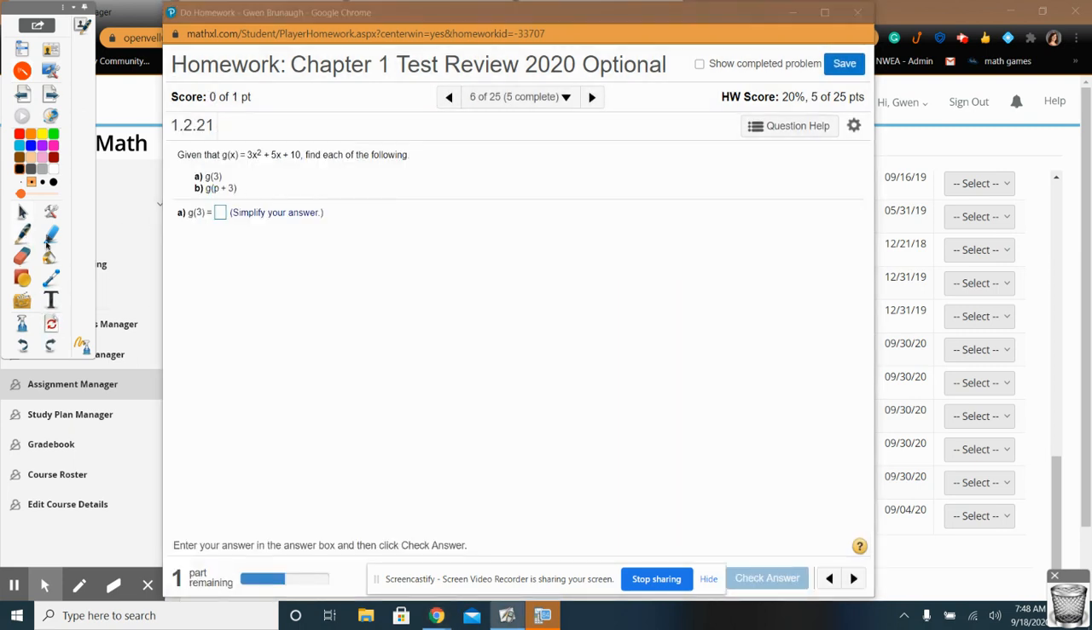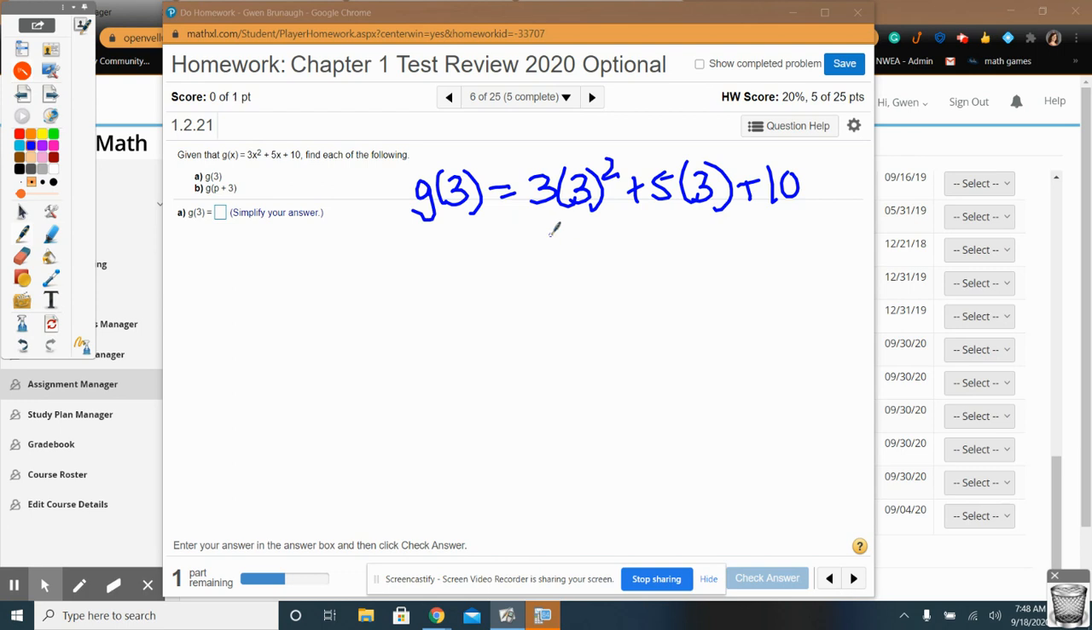This one we saw in the quiz as well. Plug in 3 into your equation, and you get 3 times 3 squared plus 5 times 3 plus 10. If you had a negative number there, this would be a little bit more difficult because your calculator could mess you up. This will be 3 times 9, which is 27, plus 15 plus 10. So 27 plus 15 plus 10 for me is going to give me 52.